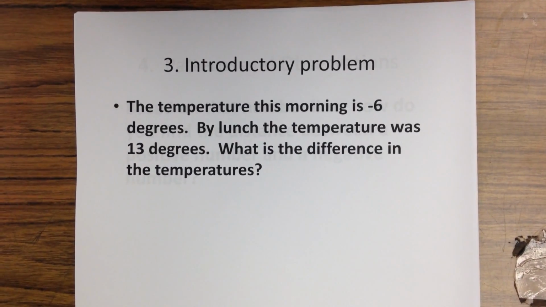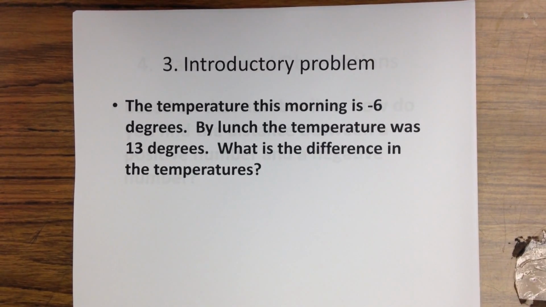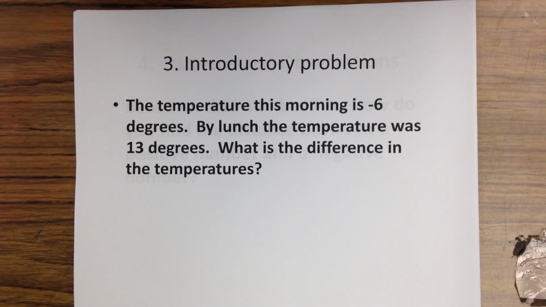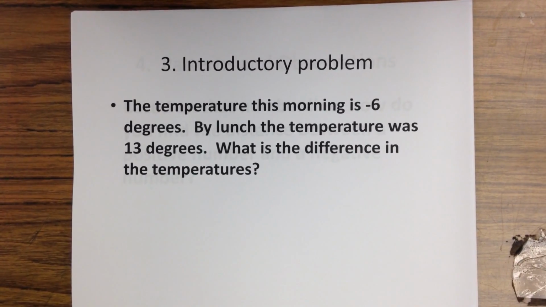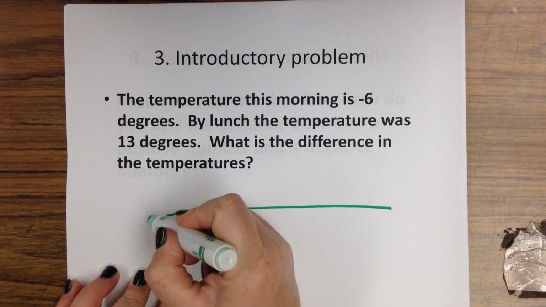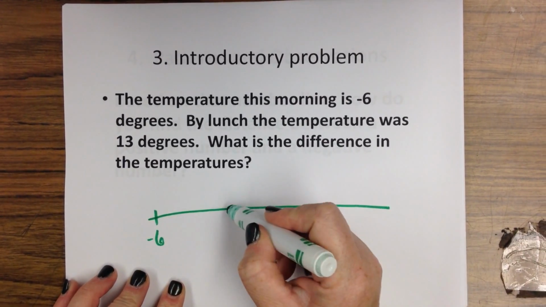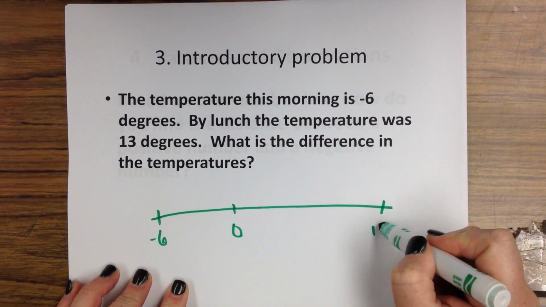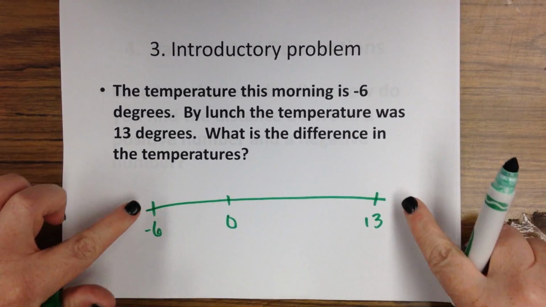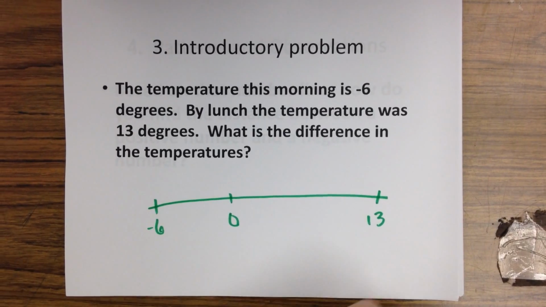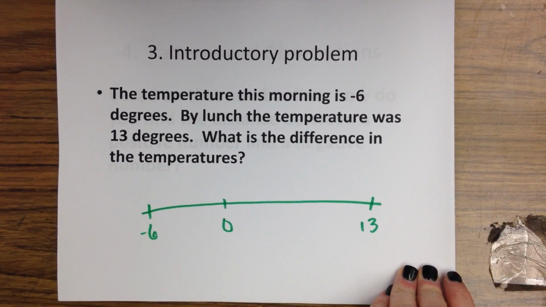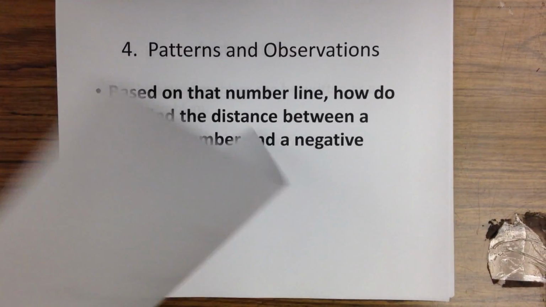Your introductory problem today. The temperature this morning was -6 degrees. By lunch, the temperature was +13 degrees. What was the difference in temperature? And remember, if you put this on a number line, you have a -6 and a 0, and your +13 would be over here. The difference would be how far it is between the two, the distance. You could also write that as +13 minus -6.